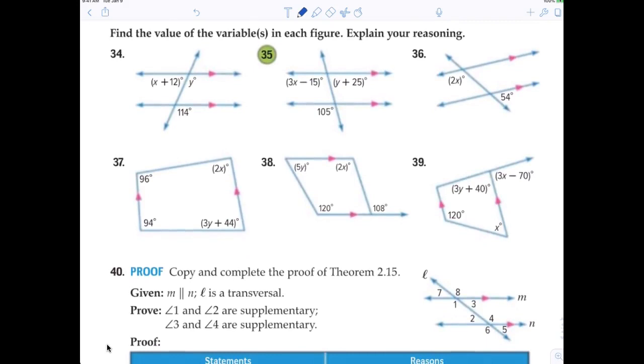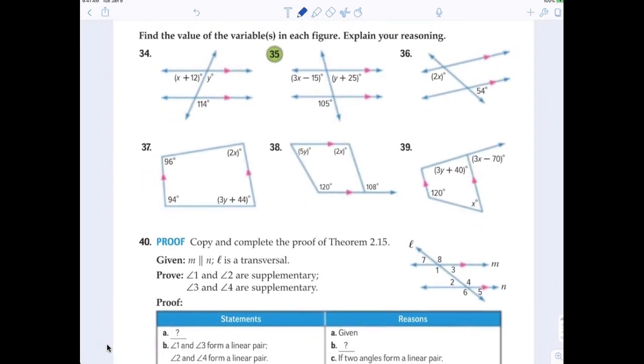Now, because I do want to work on the proofs, let's just talk briefly about 34, 35, 36, 37, 38, 39. Those are just writing equations. So on 34, what equation could I write? Exactly. X plus 12 equals 114. Does everybody see that? Because these are, uh-oh, that's not correct. Sorry. It's X plus 12 plus 114 equals what?